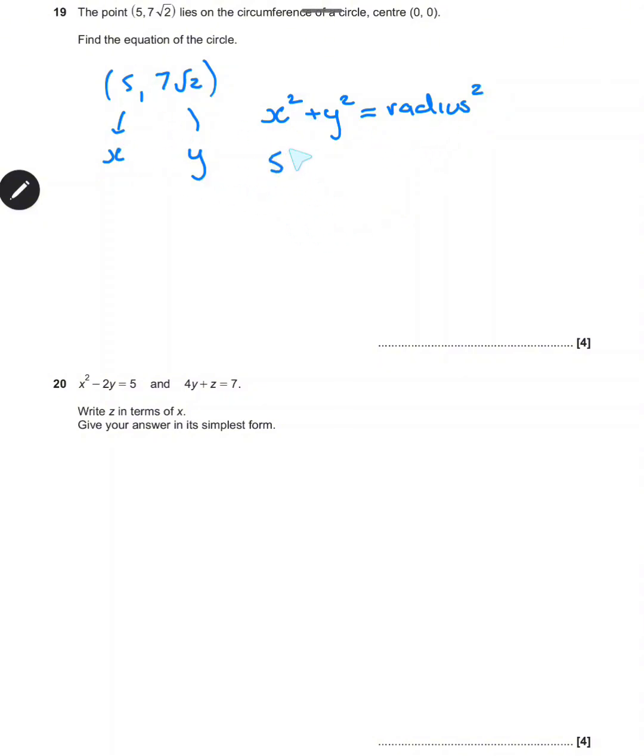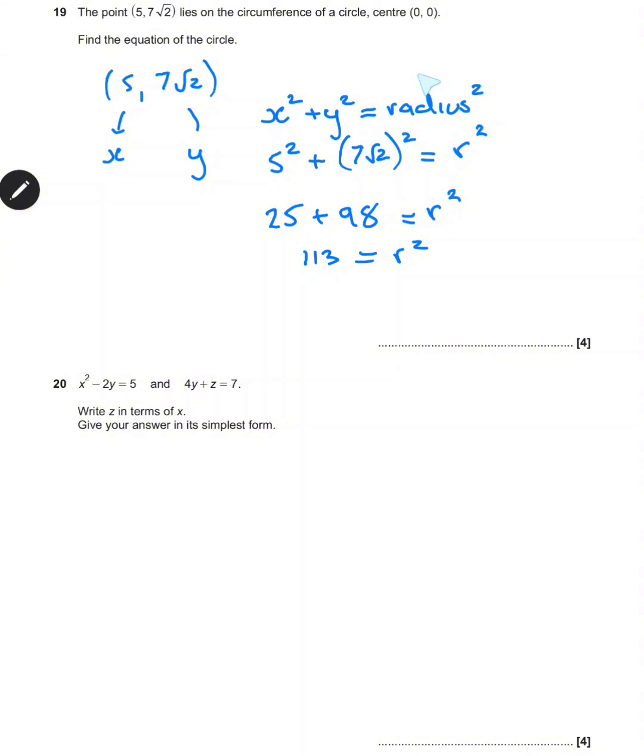So x is 5, so I'm going to do 5 squared plus y is 7 root 2. So I need to do 7 root 2 squared. And that is my radius squared. 5 squared is 25. 7 root 2 times 7 root 2. Well, 7 7s are 49. And root 2 times root 2 is 2. So I need to do 49 times 2. 49 times 2 is 98. 98 add 25 is 113, and that is my radius squared.